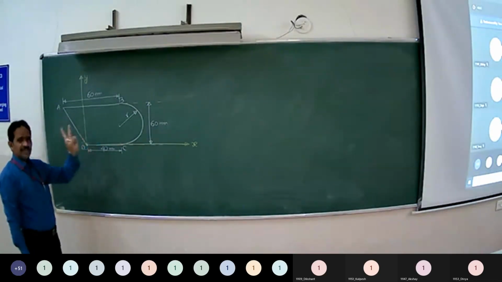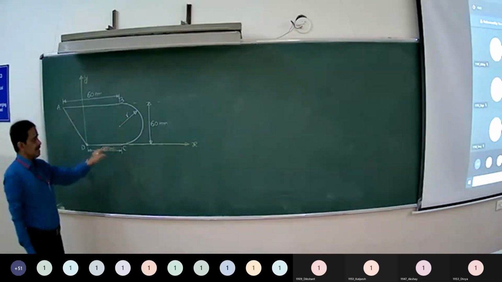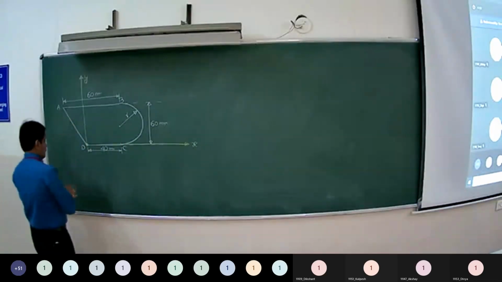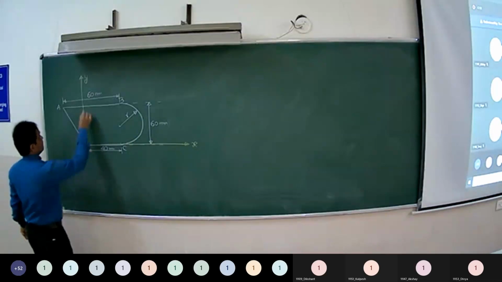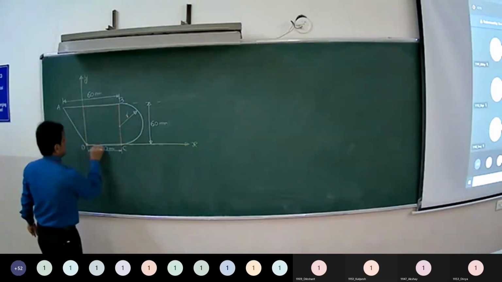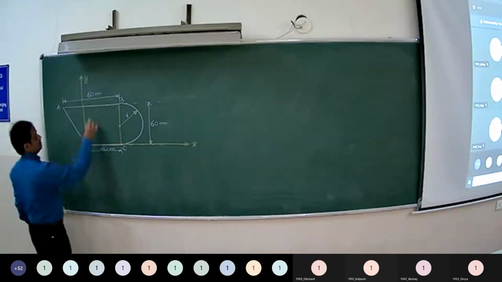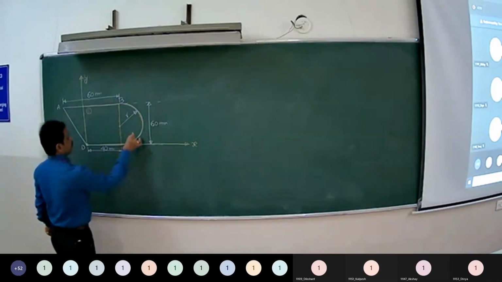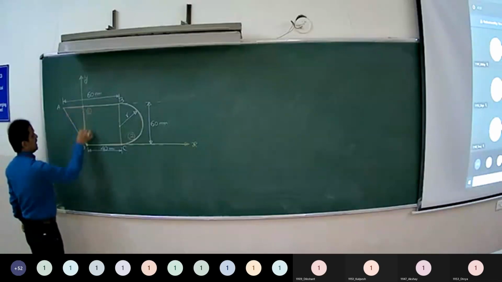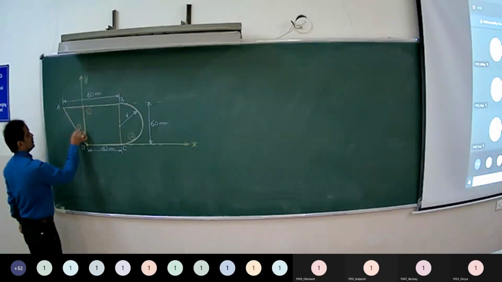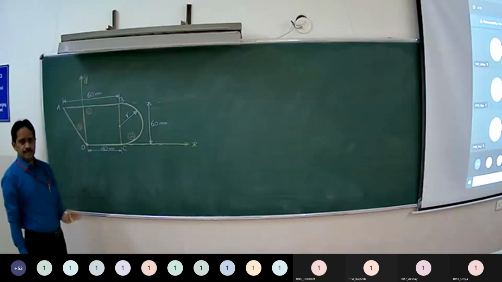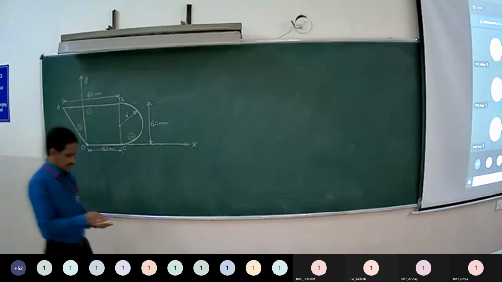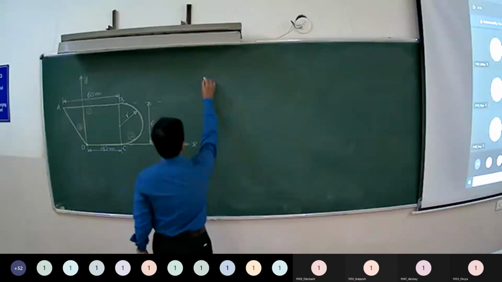So that is the first step. Second step, you have to divide the given lamina into different parts of standard shape. So I will divide this lamina into a rectangle, one, a semicircle, two, and a right angle triangle, three. So it is divided into three parts. Then you have to take the moments of these areas about x and y axis. So for that, I will draw a table.